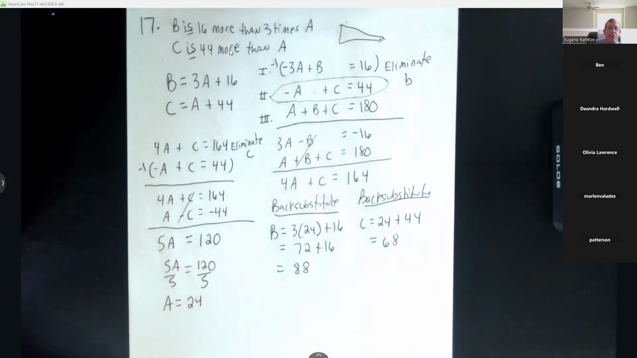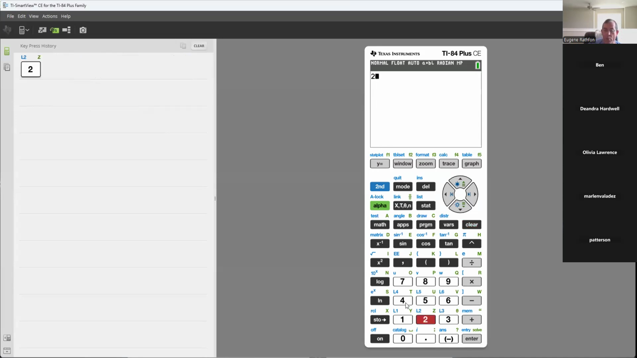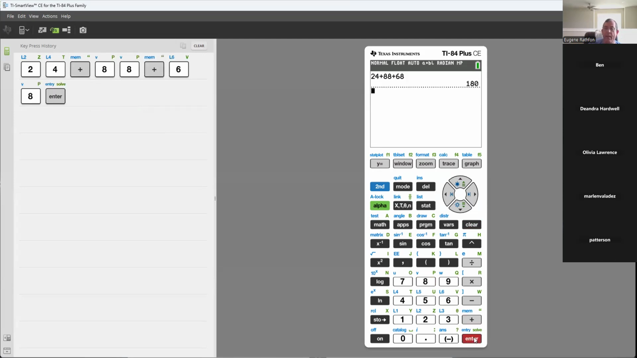Because remember, we said that the three angles equaled 180. So if you wanted to add them up on your calculator real quick, you could do 24 plus 88 plus 68, and that's going to equal 180. Okay?